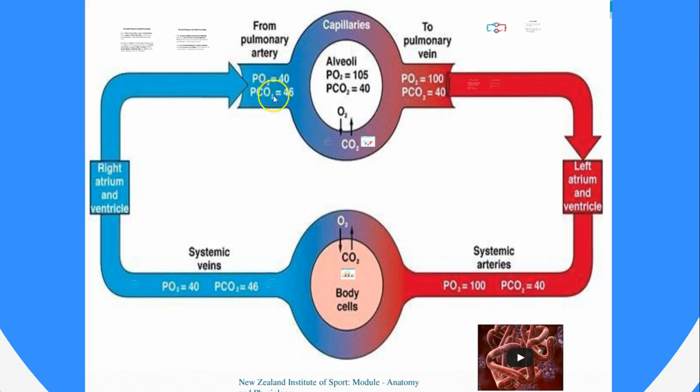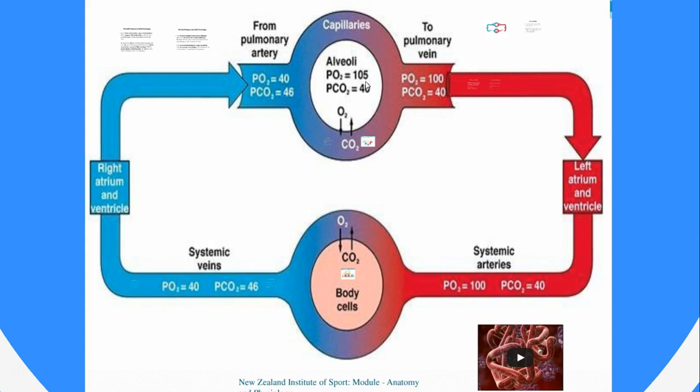Why is there low oxygen in the blood coming back to the lungs? Because the body cells have utilized some of that oxygen. So we've taken the oxygen, and this is just whatever wasn't used coming back now. Check out inside the alveoli, a PO2 of 105. That's considered really high inside the body.